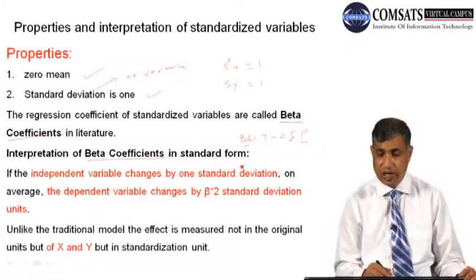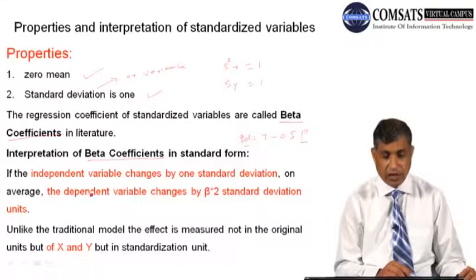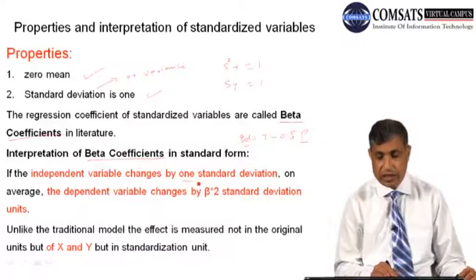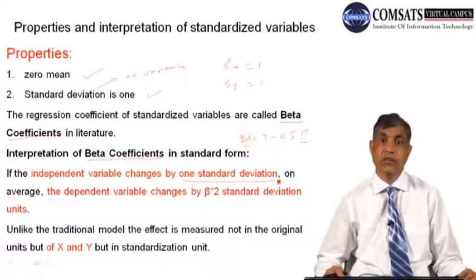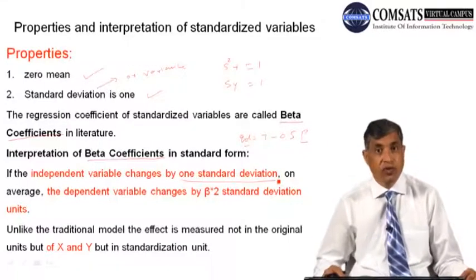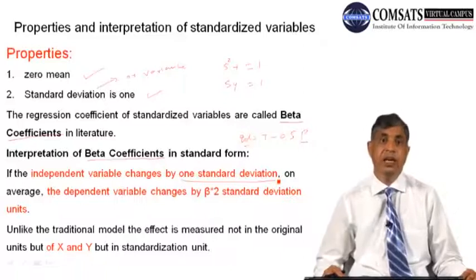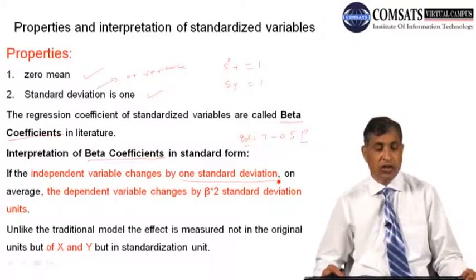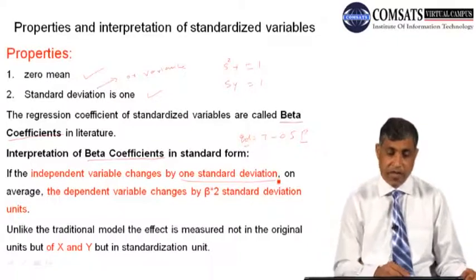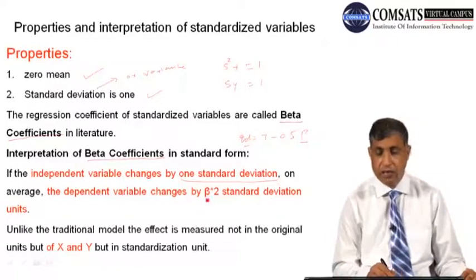So how would you like to say this? Now, if the independent variable changes by 1 standard deviation, first we used to say 1 unit, now we will say, if the independent variable changes by 1 standard deviation, what will happen? The dependent variable changes by beta 2.